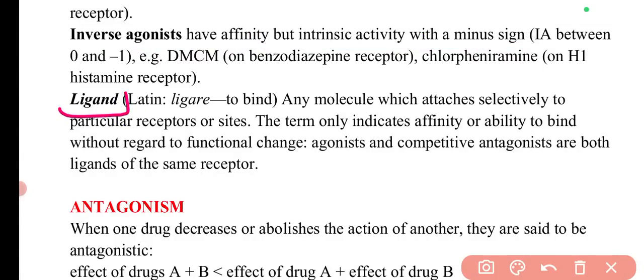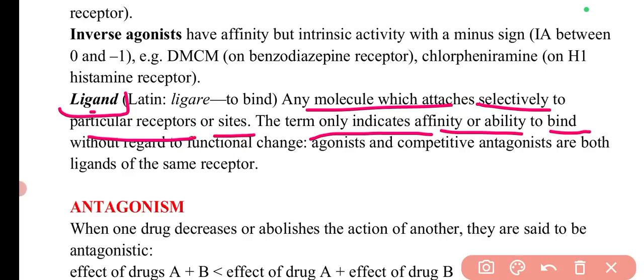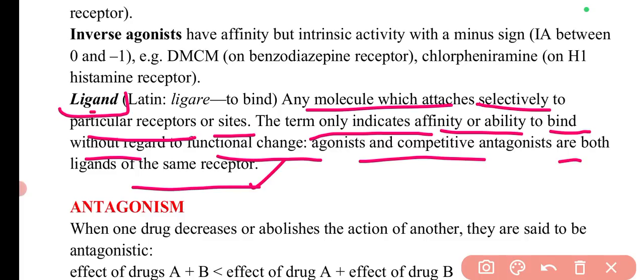Then there is a definition of ligand. Ligand is any molecule which attaches selectively to a particular receptor or site, and the term only indicates the affinity or ability to bind without regard to functional change. Agonists and competitive antagonists are both ligands of the same receptor. So these are a few important definitions. Sometimes these affinity and intrinsic activity parts can be asked, or sometimes the definition can be asked.